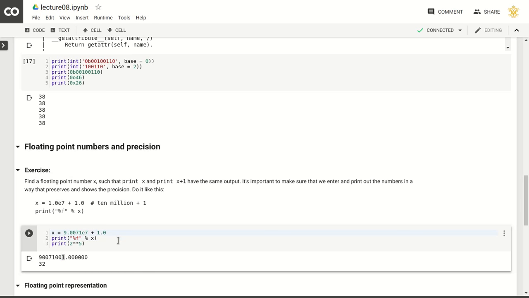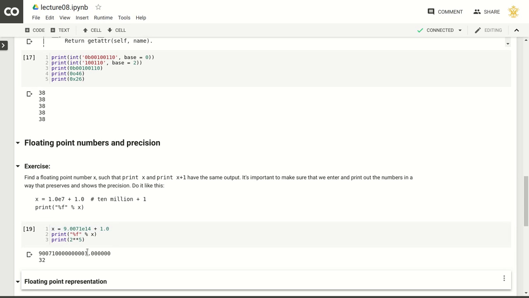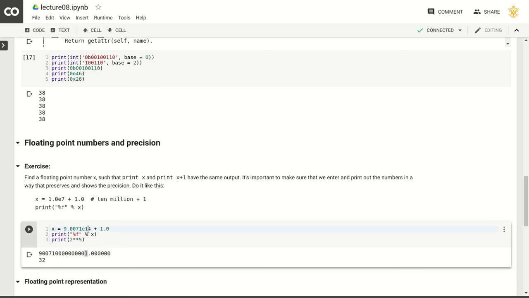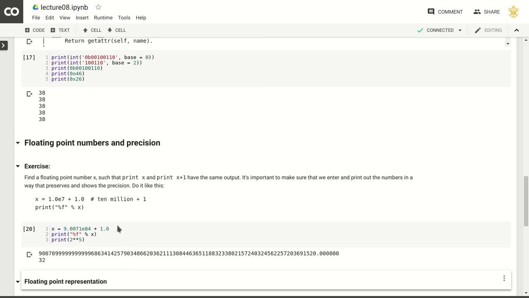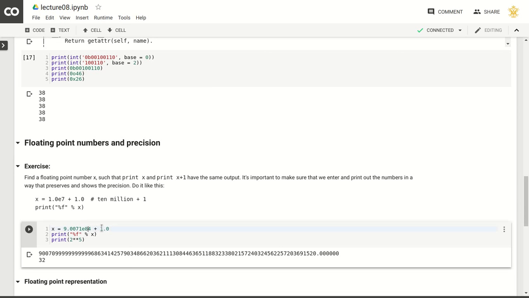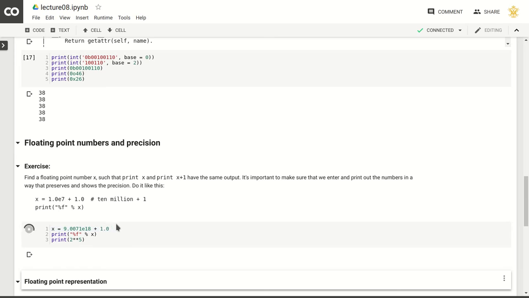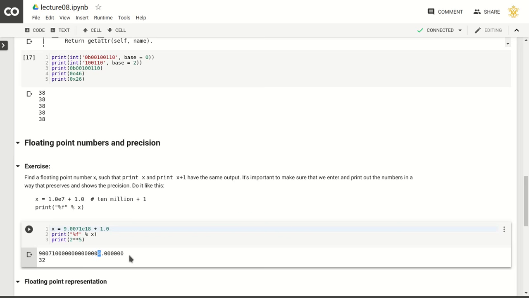Now, what happens if we use a larger number? What about 10 to the 14th? Well, we still have our 1 here. But at some point, well, this is not what I wanted to type, 10 to the 18th, suddenly my 1 is gone here. So what happened there?